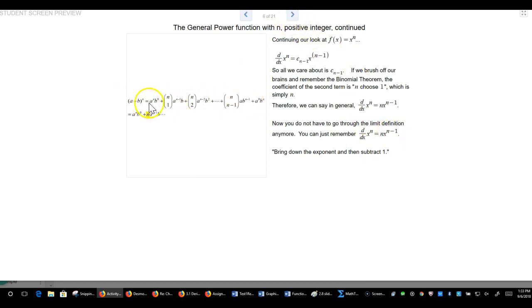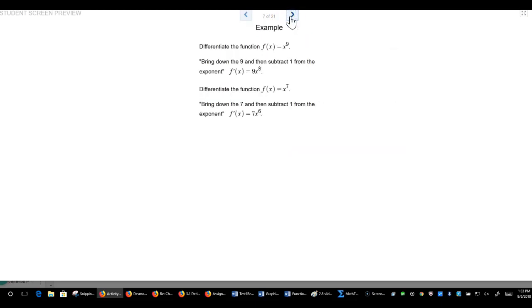Here's the example of binomial expansion, and again, the other terms you don't care about except this one. So gratefully, you can put the binomial theorem aside and not have to think about it again. So let's just look at a couple of examples. f of x equals x to the 9th. My n is 9. I bring down my 9 and then subtract 1 from the exponent. The derivative is 9x to the 8th.